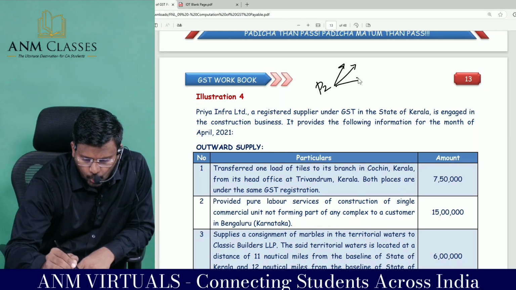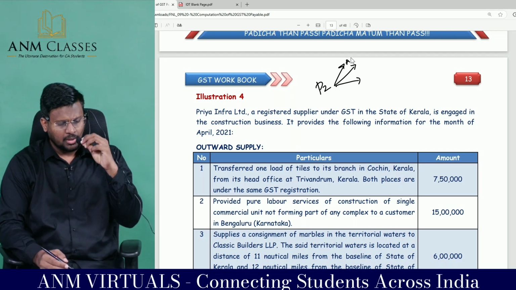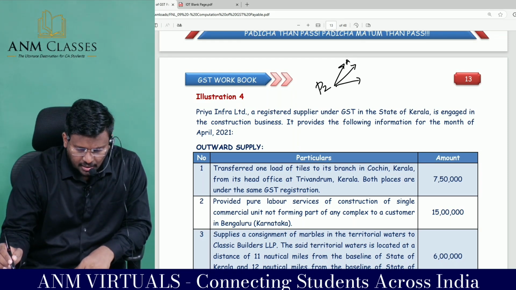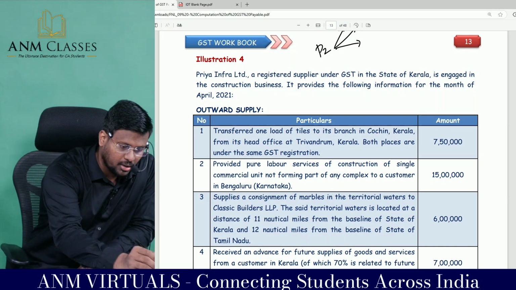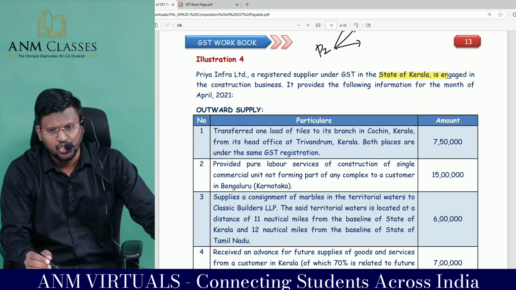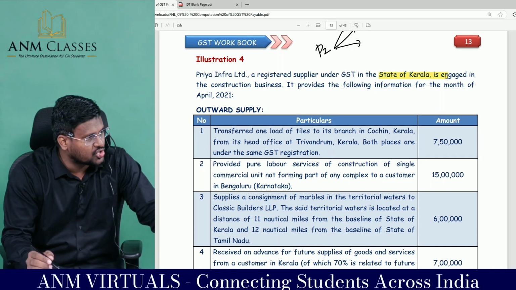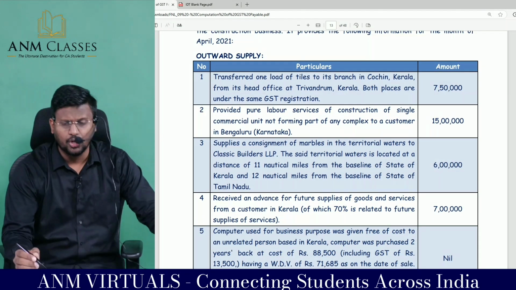We are in part 2 of computation of GST payable. We are having 3 questions. In that, question number A is the target. Priya Infra Limited, a registered supplier under GST in the state of Kerala, is engaged in the construction business. It provides the following information for the month of April.